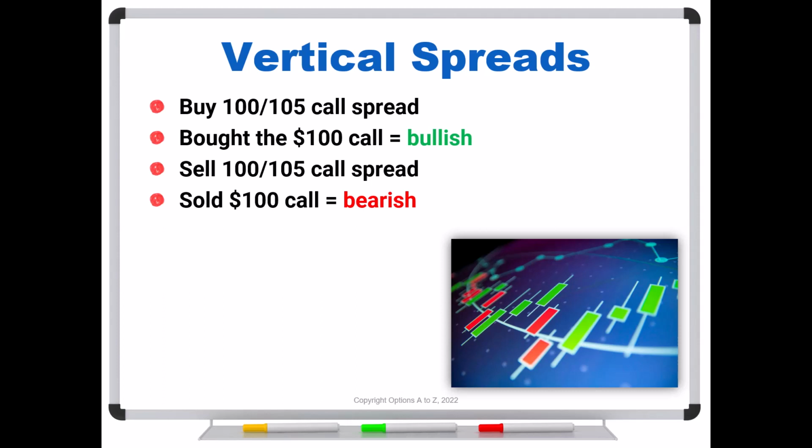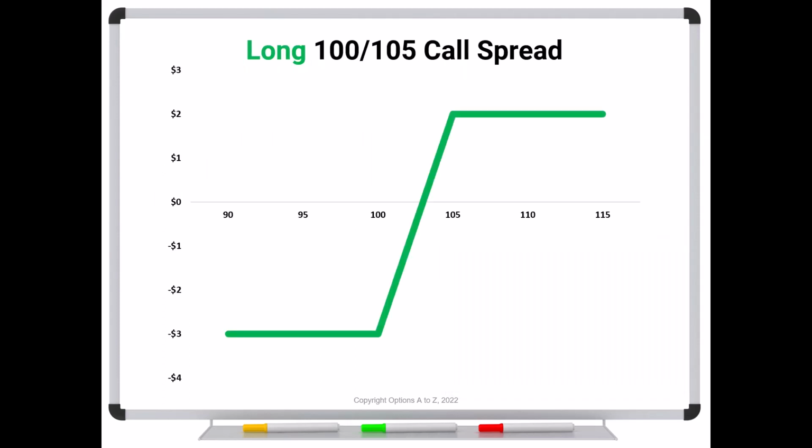So let's go take a look at the risk graphs. Here is the long 100-105 call spread. And yes, it is bullish. So as always, we get our first bend right here at the long strike. We get a second one at the second strike at 105. It does have a bullish bias to it. That means we need the underlying stock to go up to get to profitability.